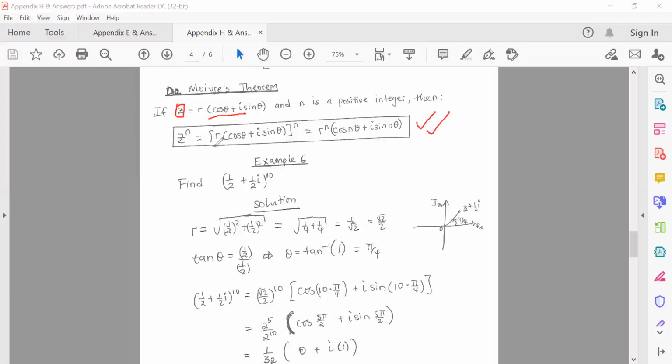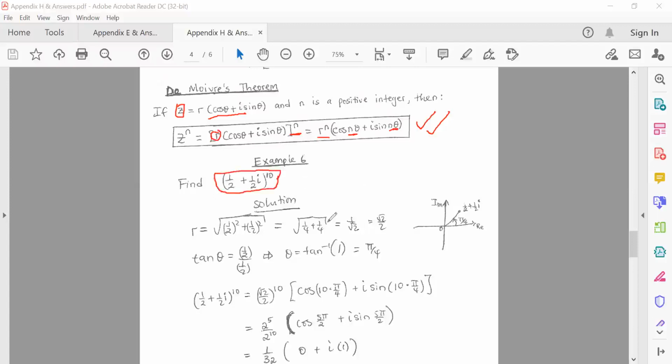What does it say? It says that if I have r times cos theta plus i sin theta, all raised to the power n, all I need to do is take r raised to the power n, and then where I see theta, I just need to multiply it by n. So you see they have cos n theta plus i sin n theta. Raise r to the power n, multiply the theta value by n. All right. Now I say find this to the power of 10. How do you do that?